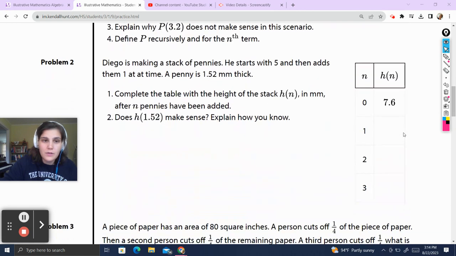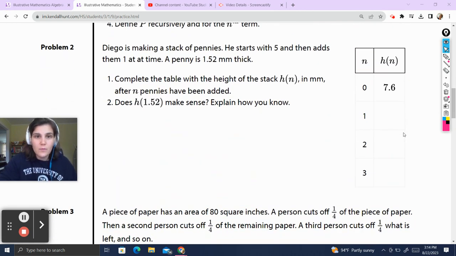Question number 2. Diego is making a stack of pennies. He starts with 5 and then adds them one at a time. A penny is 1.52 millimeters thick. Complete the table with the height of the stack, h of n, in millimeters after n pennies have been added. Does h of 1.52 make sense? Explain how you know.